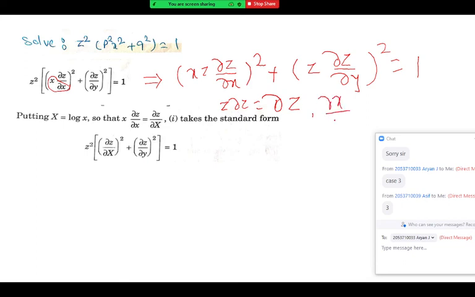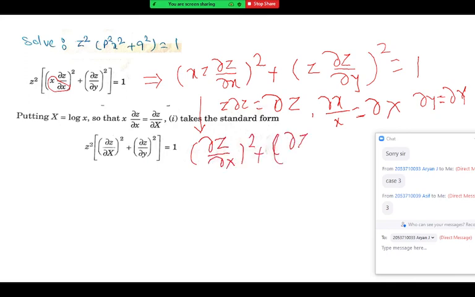This ∂x by x is ∂ capital X, and the last one, ∂y by ∂ capital Y, so y will be capital Y only. So what happens? This differential equation becomes (∂Z/∂X)² plus (∂Z/∂Y)² is equal to 1, and that's p square plus q square equal to 1. So that is the PDE we received here.